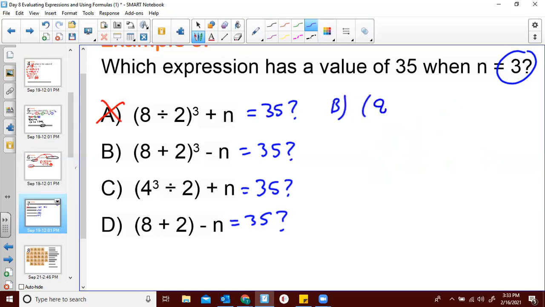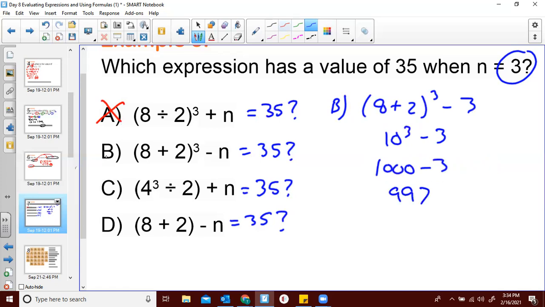Well, here we have 8 plus 2 cubed minus, again, our n is 3. So this is going to be 10 cubed, because we do parentheses first. Now do your exponent. So that's actually going to be 1,000 minus 3, which is 997. So I can tell you that B is not going to be the correct answer.